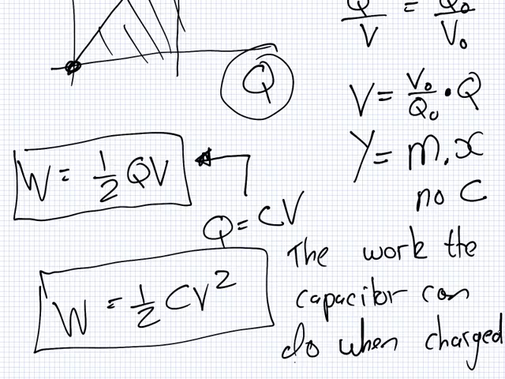Why V0 over Q0 equal m? I'm just making a comparison that it's like the formula y equals mx, where you have variable, constant, and variable. Do you know what I mean by comparison? Yeah, compare two things. Okay? Continue?